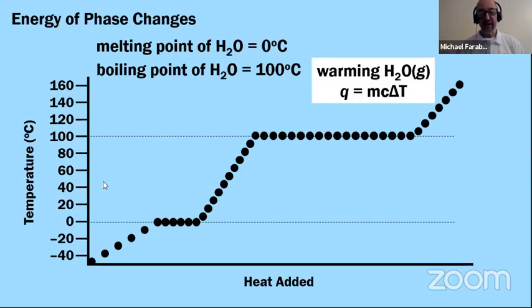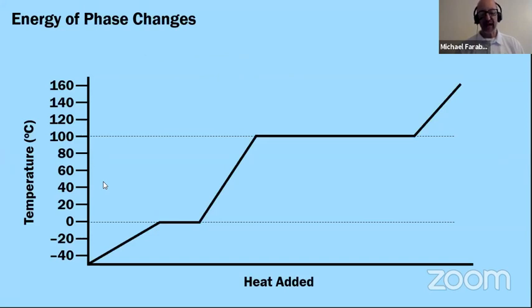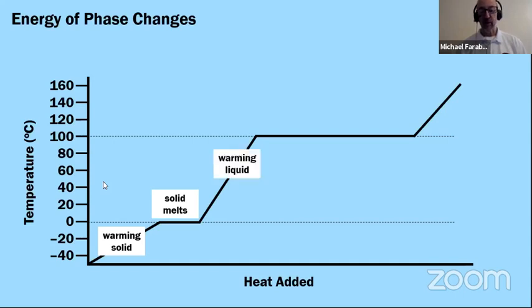So what I'm showing you is a phase diagram or a heating curve. And this particular heating curve has slanted lines as well as flat lines. The flat lines are when phase changes occur, and the slanted lines are when you're just warming one of the phases. So either warming a solid until the solid melts, you're warming the liquid until it evaporates or boils, and then you're warming the gas.